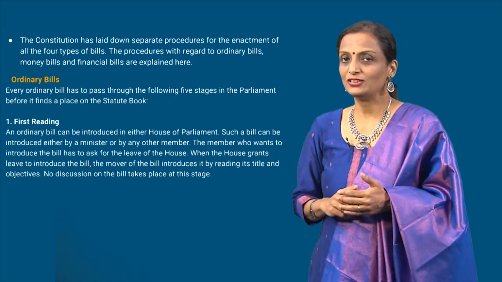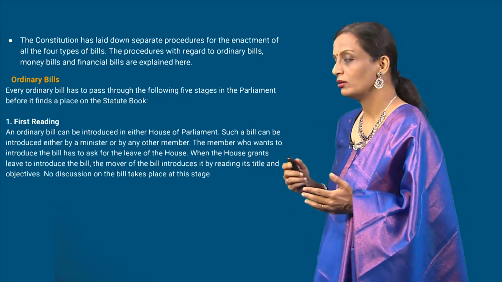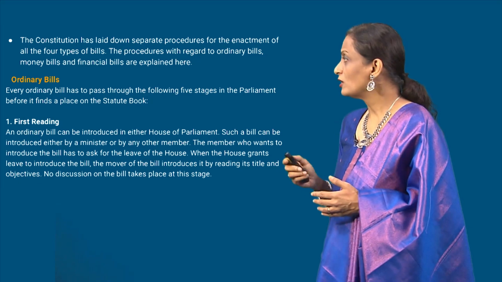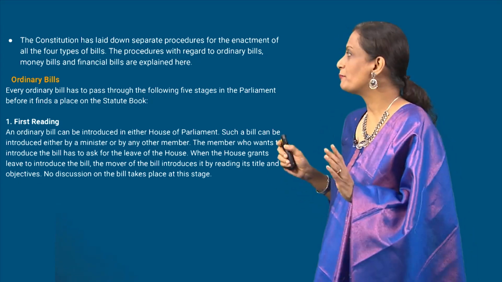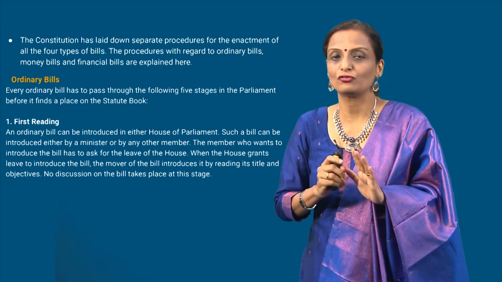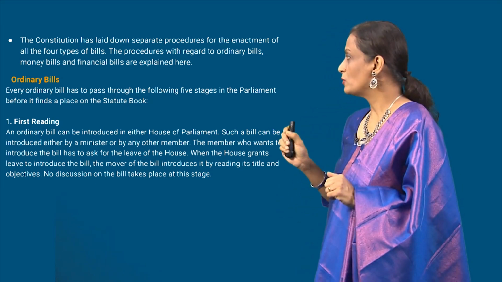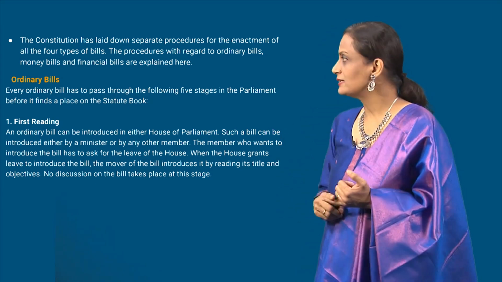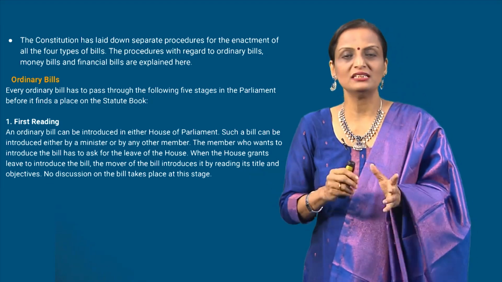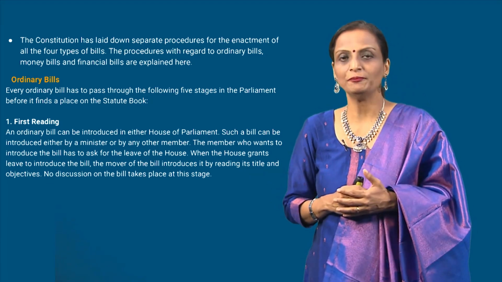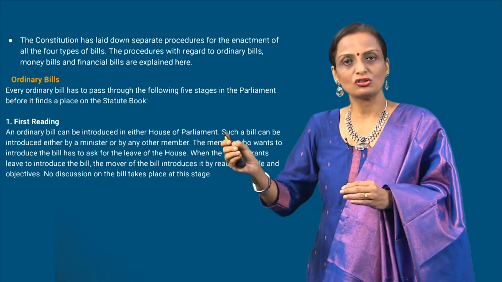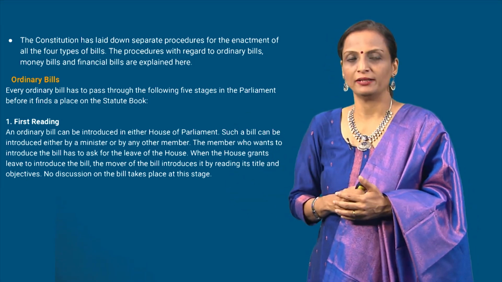First, we need to understand what is a constitution or an ordinary bill. The Constitution has laid two separate procedures for the enactment of the four bills. The procedures regarding ordinary bills, money bills and financial bills are the three bills which we will explain, and the Constitution bills also will be explained exclusively.